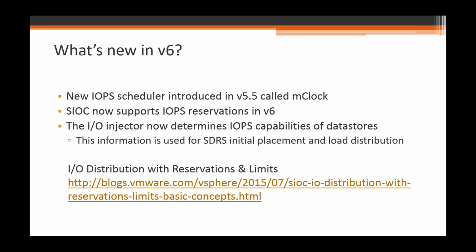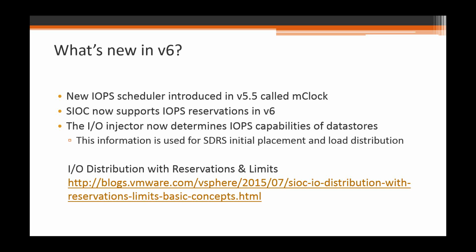So I want to touch a bit on what is new in version 6. In version 5.5, VMware introduced a new IOPS scheduler called mClock, which is better I/O scheduling than what VMware had before. But also what it allows is to set reservations or guarantees of IOPS for specific VMDKs from a data store. And the new feature called IOPS reservation is not set through the GUI, it's set through either an advanced parameter or through the API. So you need to go and change the configuration file of the VM to set the reservations.